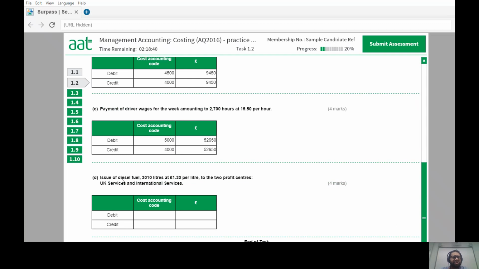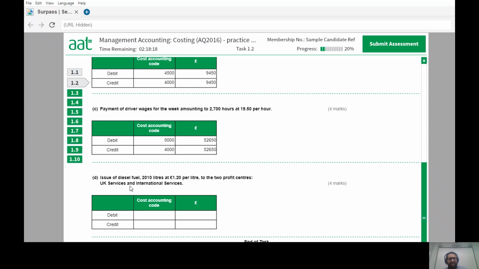The next one, issue of diesel fuel, 2,010 liters at £1.20 per liter. Come on, that's no longer the price now. It's like £1.75, paid up last week. Yeah, so it's gone up a lot. So you just have to remember how this cost is going to be appropriated in here.